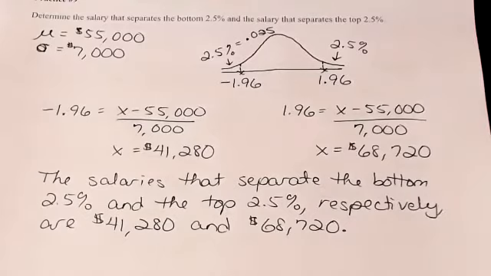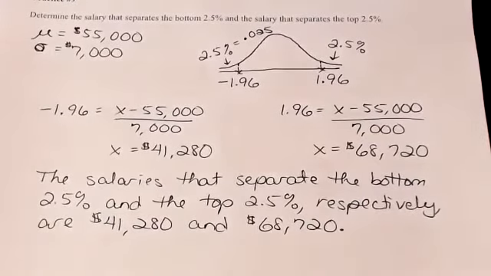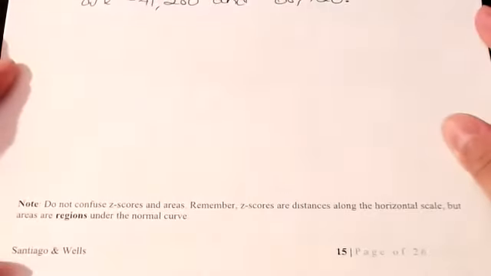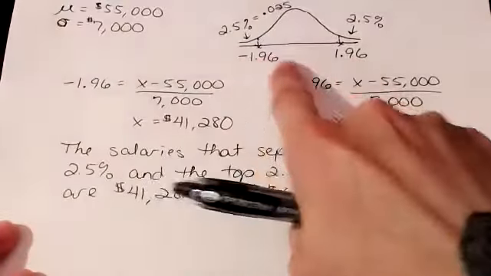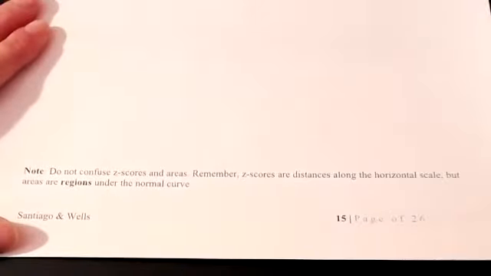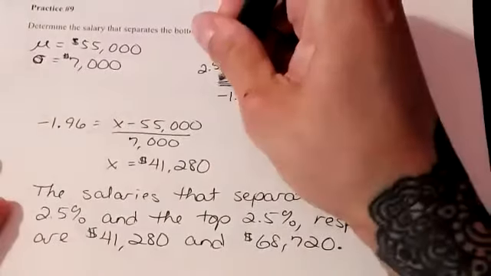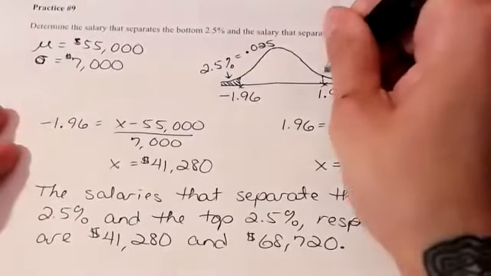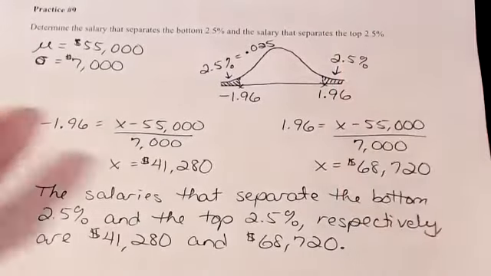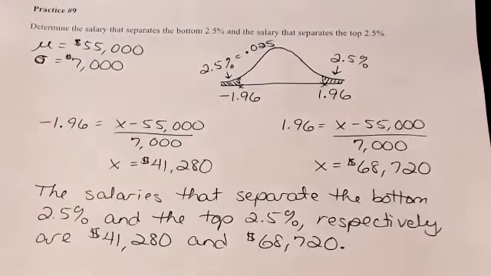So notice the content that I have here and the description as well. Hopefully you had the exact same answer as you worked through this on your own. Notice the note at the very bottom, do not confuse z-scores and areas. Remember that z-scores are distances along the horizontal scale. These are z-scores here. But areas are regions under the curve. So for instance, if I were to shade this region, that has an area of 0.025. The region above also has an area of 0.025. Okay, so be really careful discerning between those two.